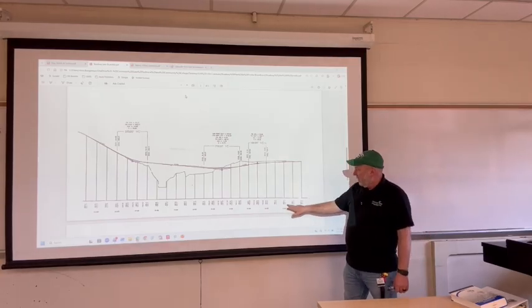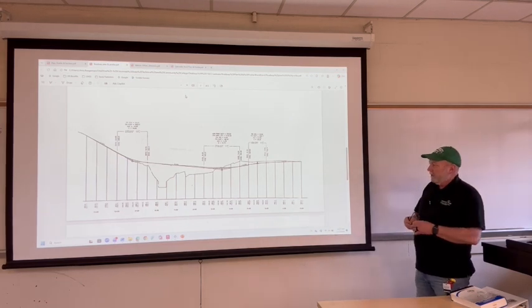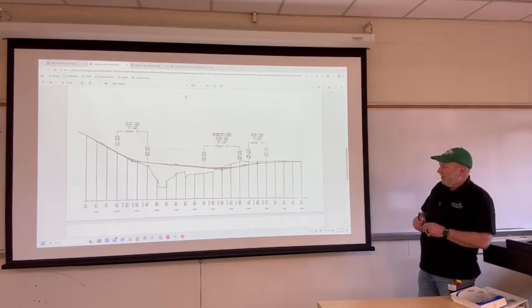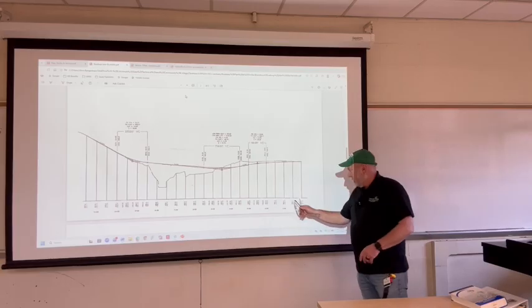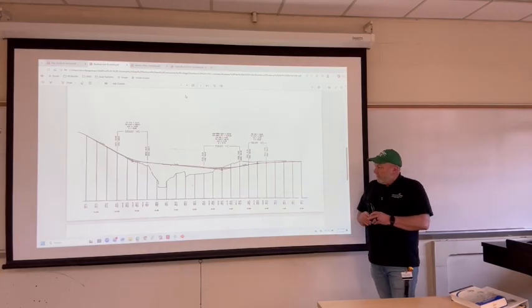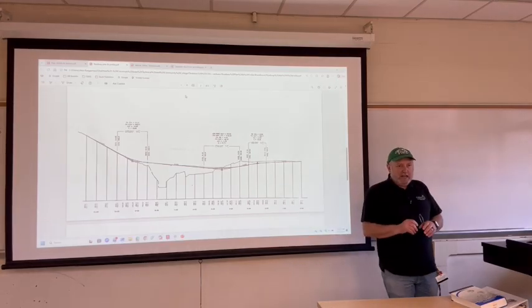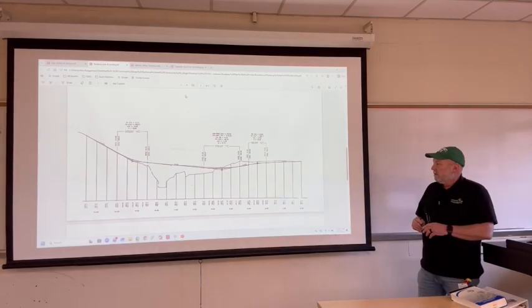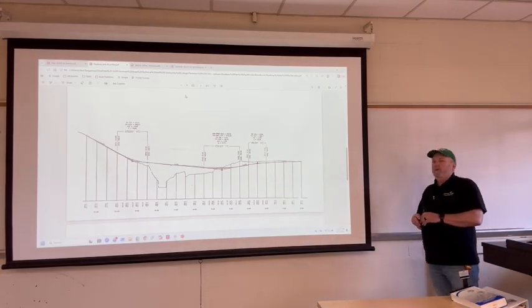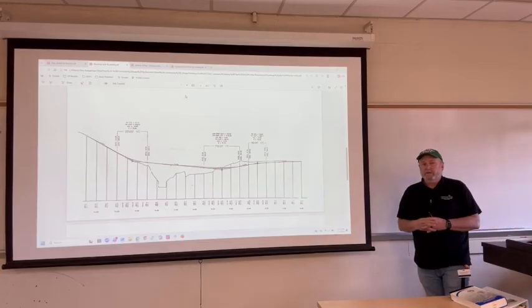However, what you're seeing here down at the bottom, you'll see two sets of elevations at every half station, every 50-foot station. The existing ground elevations are going to be shown to the nearest 10th of a foot, and your proposed roadway design elevations are going to be to the nearest 100th of a foot.